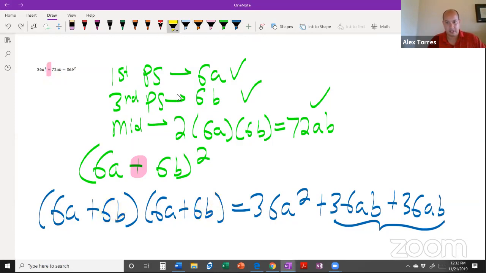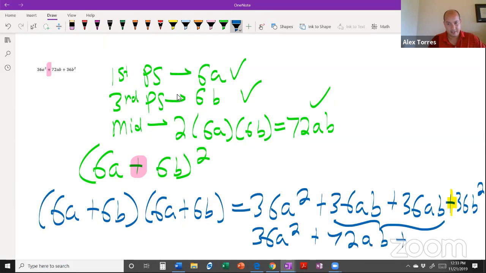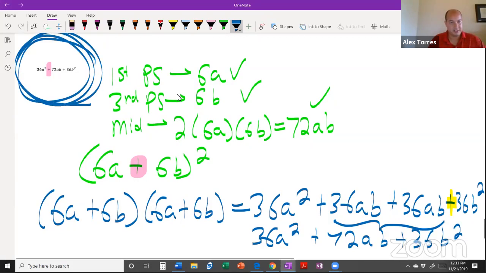So when we took our answer, which was 6a plus 6b all squared, and we went ahead and multiplied it back out, it gave us exactly what we started with. 36a squared plus 72ab plus 36b squared. So factoring it as a perfect square worked out.